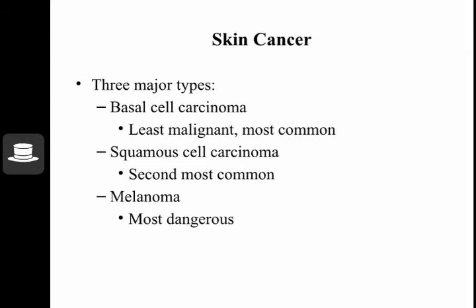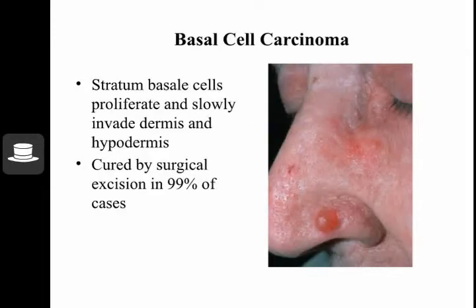So basal cell carcinoma comes from, you guessed it, the stratum basale of the epidermis. Here you can see a nice lesion on this person's nose. And surgical excision, or cutting, cures about 99% of the cases. Now, we can't say 100% in medicine because there's always going to be that one person who doesn't get better and then ends up suing everybody. And so medical professionals always say like 99%.